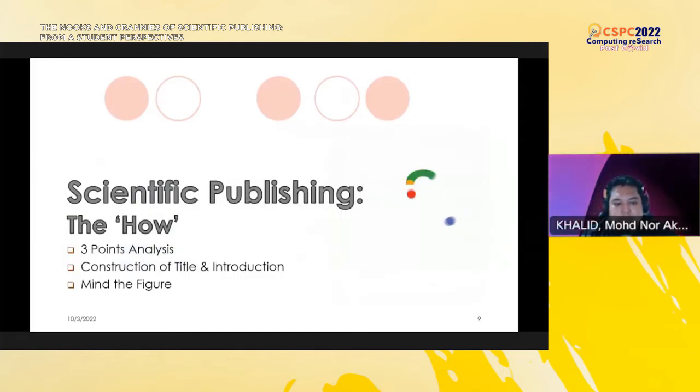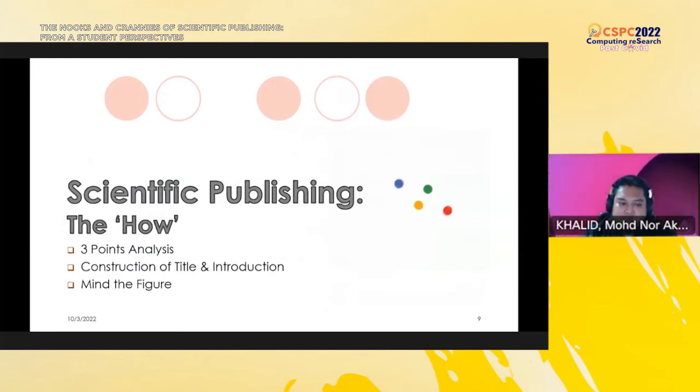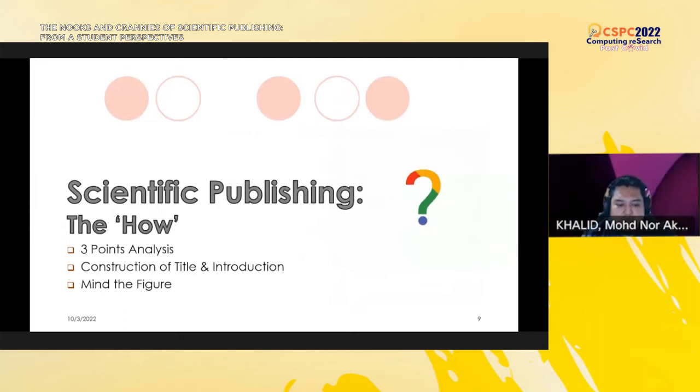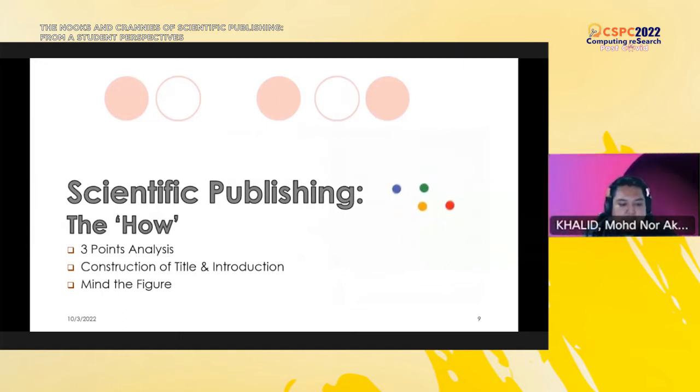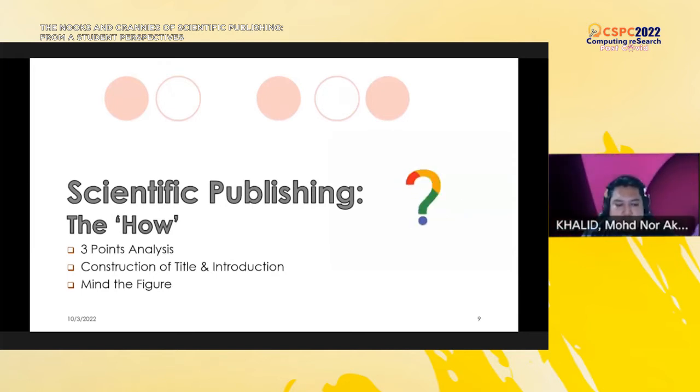So that's the what, actually. So what are the contents that you need in your scientific publishing, then how you can actually do it effectively. These are something that I borrowed from some other talk, and of course I asked the permission. But if you want to know more detail, you can see from the reference later on. This will cover 3-point analysis, and from that analysis help in the construction of title and introduction, and of course try to keep the figure in mind as well.